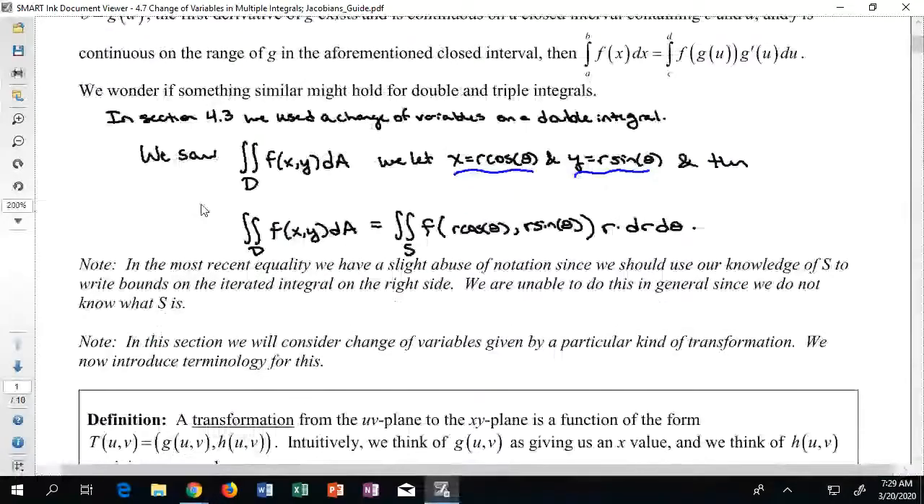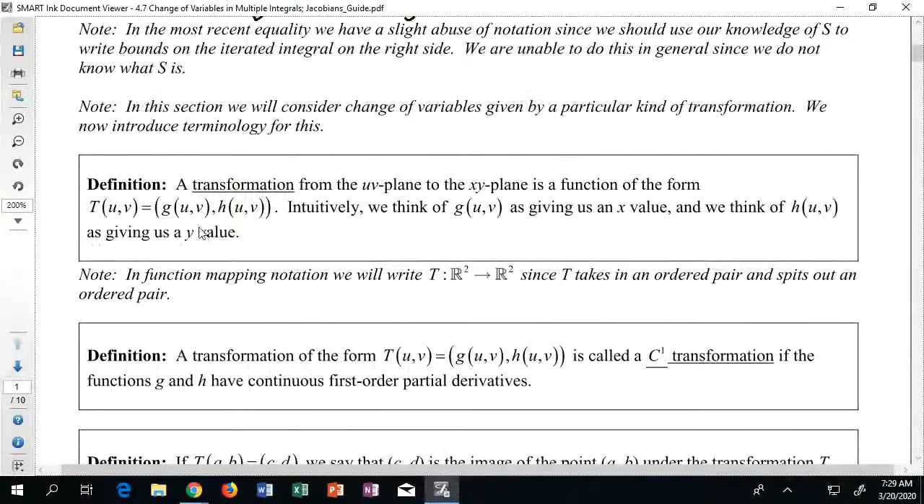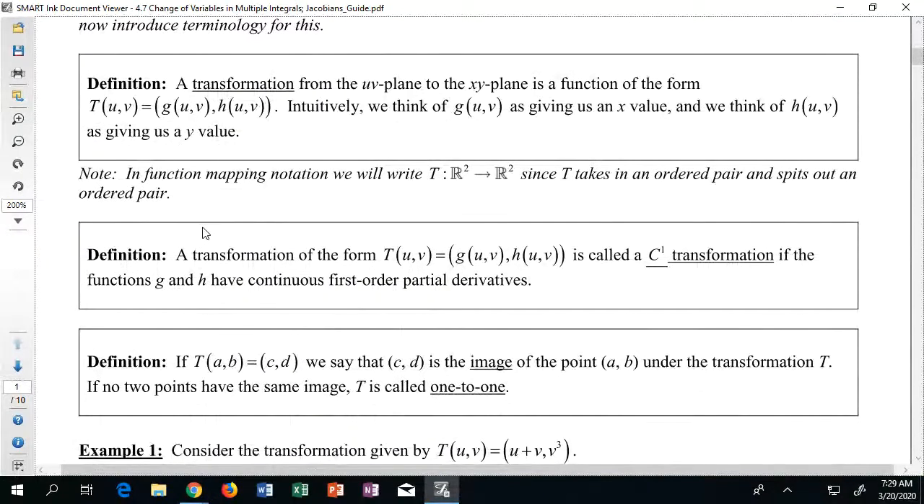All right, so we're going to go ahead now and take a look at this starting definition for what this section 4.7 is going to be all about. So this definition is really the heart of this section. A transformation from the UV plane to the XY plane is a function of the following form.